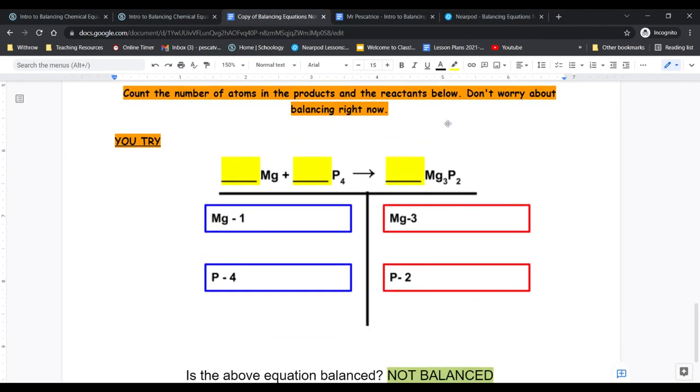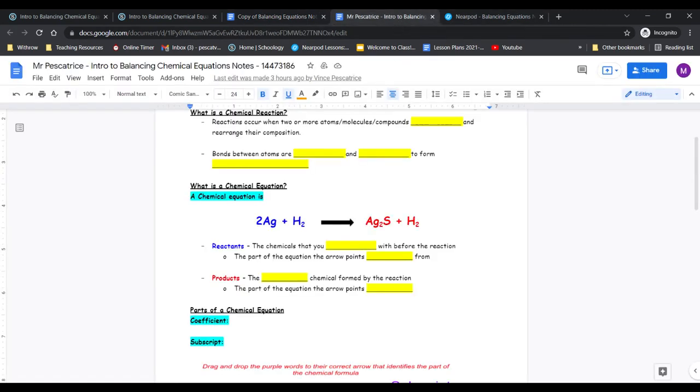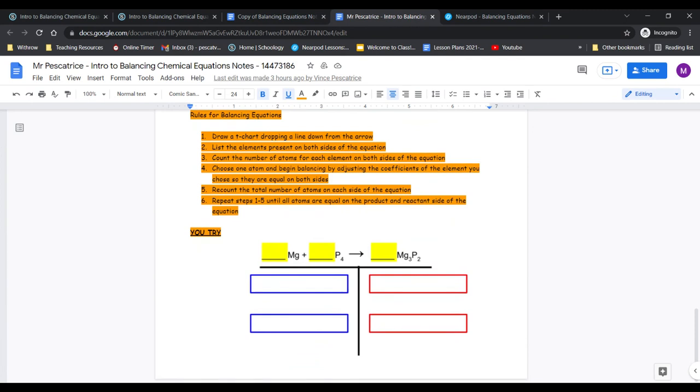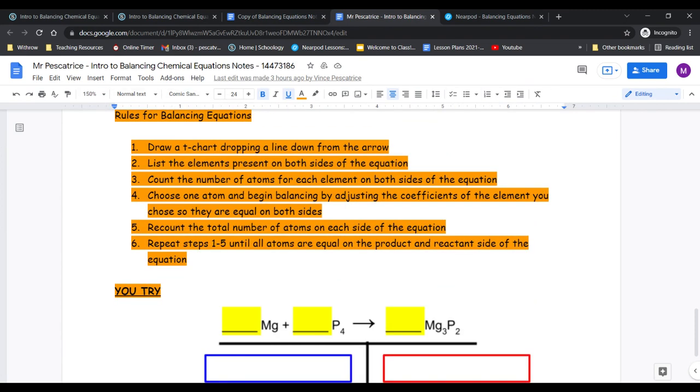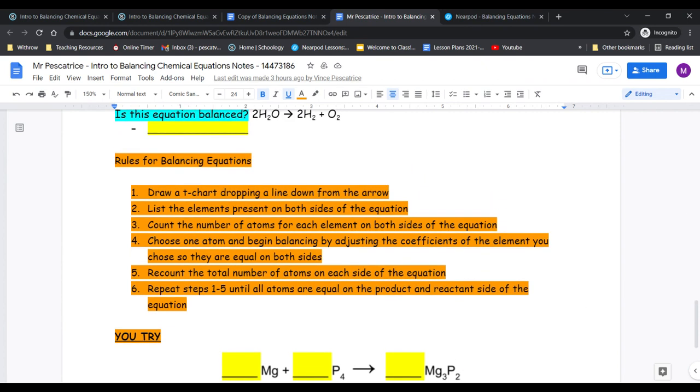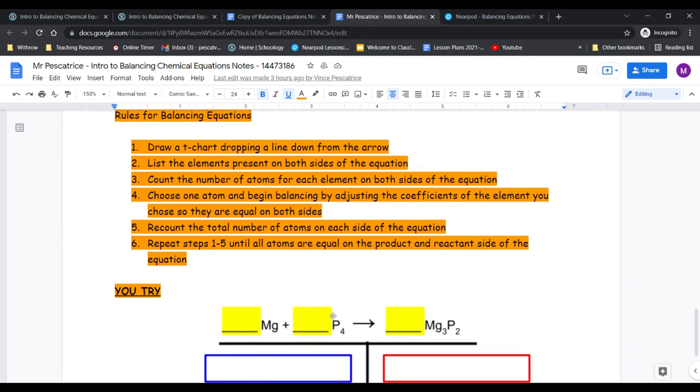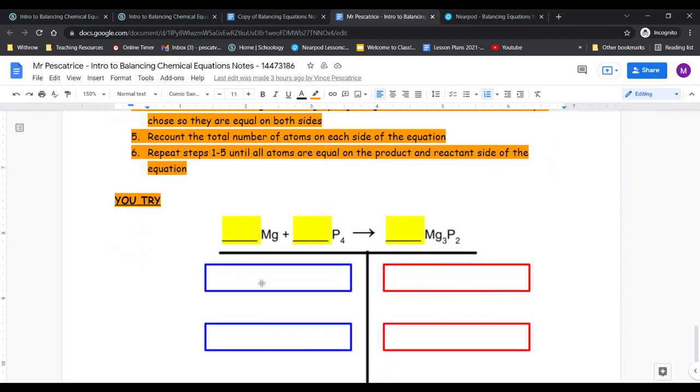Okay, so now for the AA assignment, if you go all the way to the bottom, we're going to say rules for balancing. I'm going to zoom in a little bit. So rules for balancing is 1, draw a T-chart. 2, list the elements that are represented on both sides. Okay, so do that here.